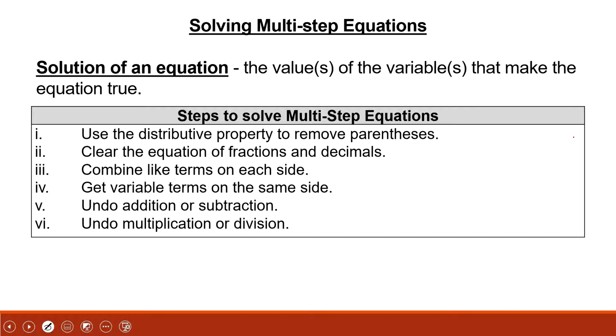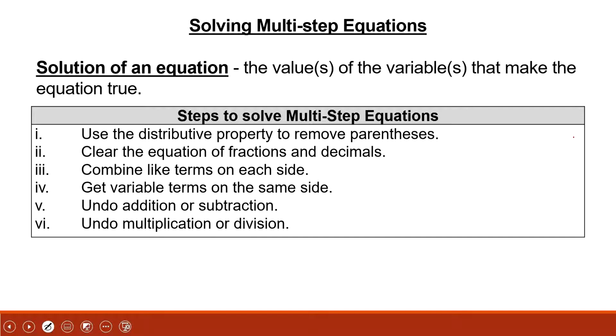So we're going to use the distributive property to remove any parentheses. Just get them out of the way. Simplifying our expression is what we're trying to do there. Next, we're going to clear any equations or fractions. We'll see how to do that a little bit later. Then you're going to combine any like terms on each side.